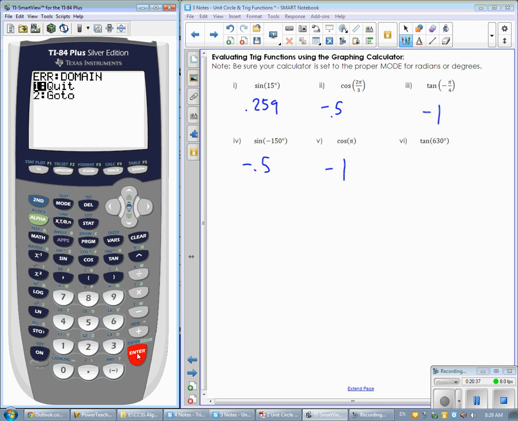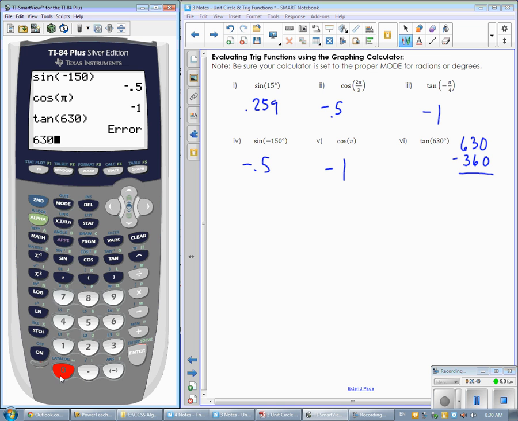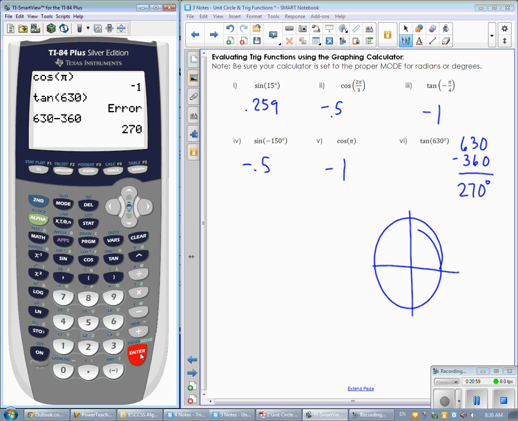All right. And notice we get an error message. Why is that? Well, first of all, let's figure out what is 630 degrees. Since it's so big, I'm going to have to subtract 360. So 630 minus 360. Let's figure out where we are in the unit circle. Gives me an angle of 270 degrees. Well, 270 degrees, if I've got my unit circle, that's 3/4 of the way. That's right here. The coordinates for this point are 0, negative 1.